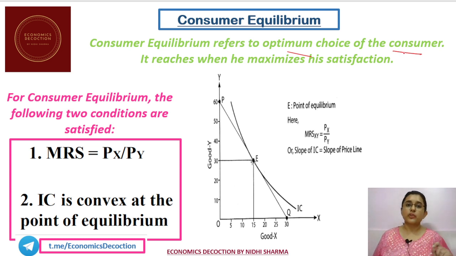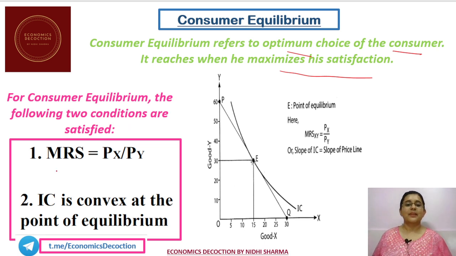So the optimum choice of the consumer means consumer equilibrium. The consumer reaches equilibrium when he maximizes his satisfaction. So at consumer equilibrium, the consumer's satisfaction is maximized. For consumer equilibrium, the following two conditions must be satisfied. Now what are those conditions?